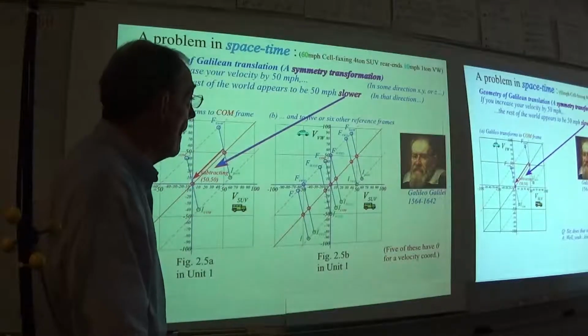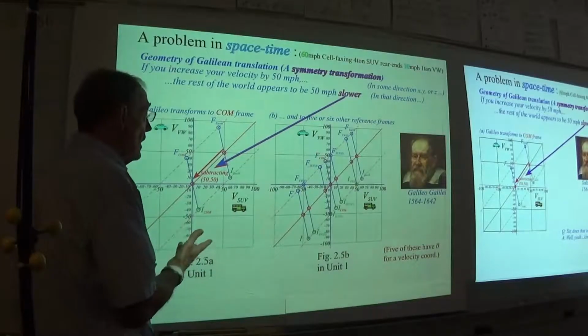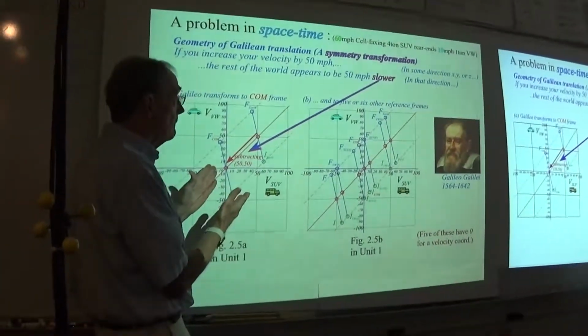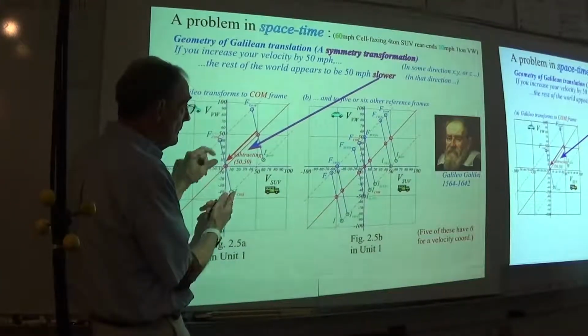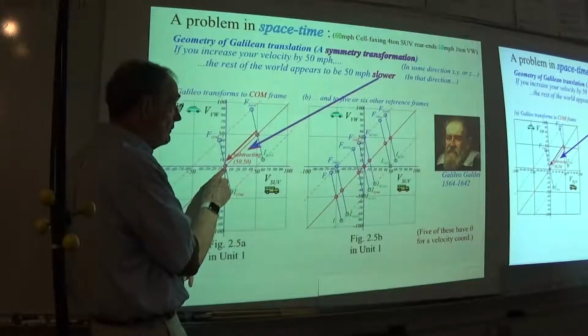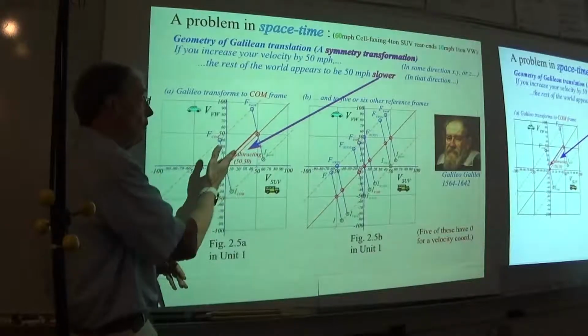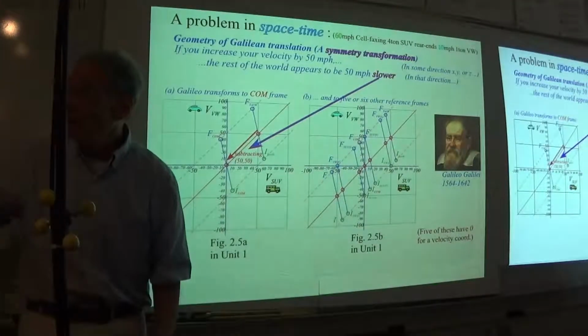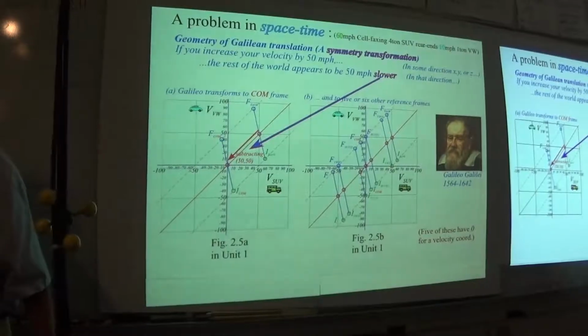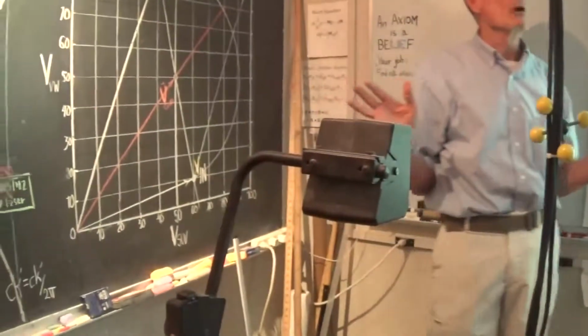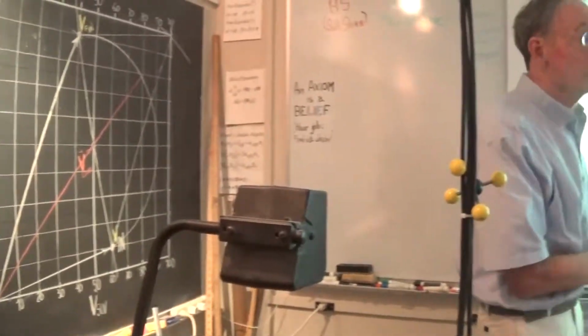Okay. Now, each time you pick a new frame, like the COM, you're simply subtracting 50 from both of the dimensions. So that means you come down the 45-degree line. You do all your translations. Everything moves along the 45-degree line if you want to change reference frames in classical mechanics.